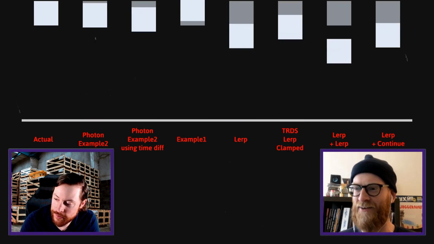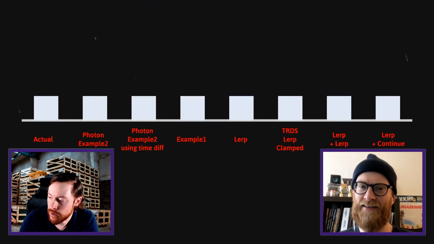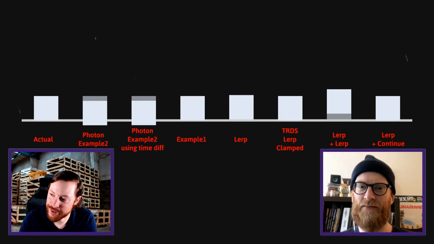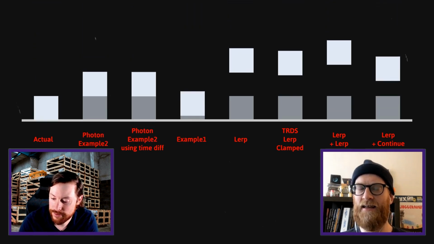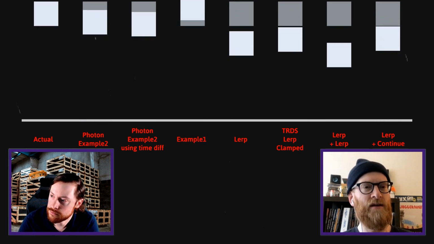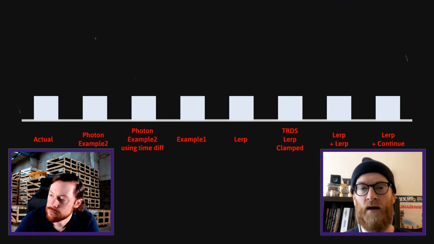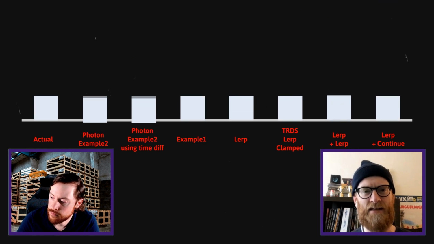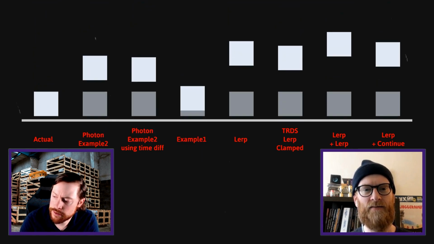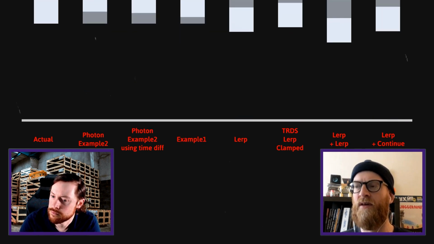Absolutely. So with the interpolation example we have pulled up here, the lerp clamped, what am I looking at with this? Is that what we ended up going with? That was the original. Okay. The clamped or unclamped ones you're seeing there are where we were at before. And then on the far right it says lerp plus lerp and lerp plus continue. Yeah, so lerp plus lerp is the one that we ended up going with.